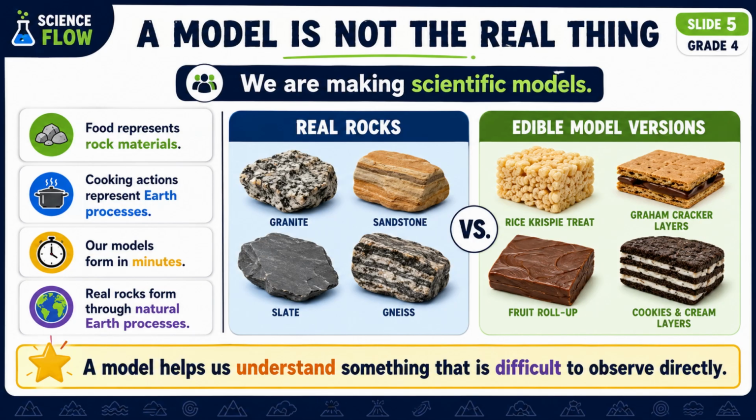Today, we are making scientific models. A model is not exactly the same as the real object, but it helps us understand an idea. Our food ingredients represent rock materials, and our cooking actions represent natural earth processes. Our edible rocks will form in minutes, but real rocks form through natural processes over much longer periods of time.